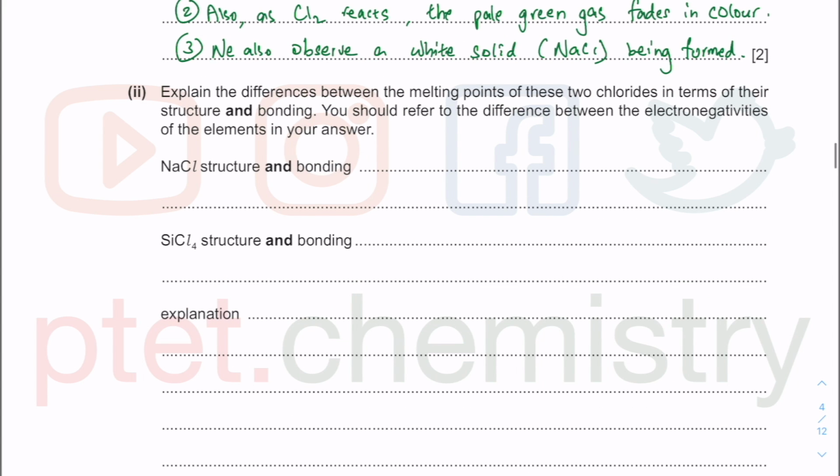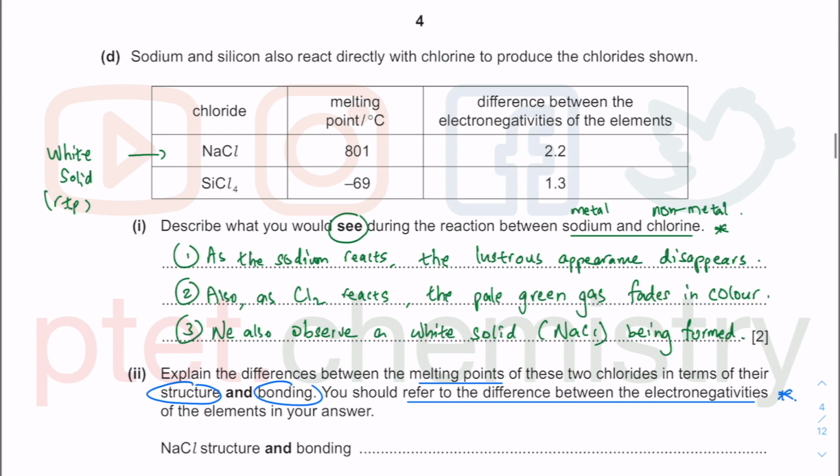Now in terms of the melting point, this comes down to structure and what bond you need to break. And you should also refer to the difference in electronegativity. We know that electronegativity is the power of an atom to attract the bonding electrons towards itself. So looking at this 2.2 and 3.1, this is a bigger difference in electronegativity. When you have a bigger electronegativity difference, it shifts more towards the ionic bond end of the spectrum, whereas when you have a small electronegativity difference, things like non-metal and non-metal, they prefer to form covalent bonds.